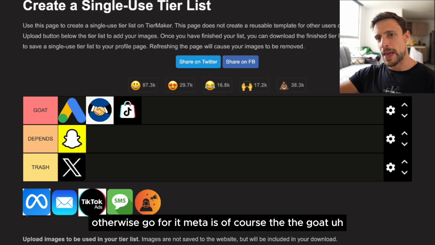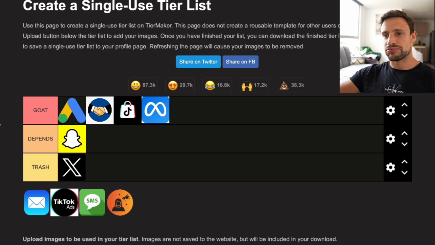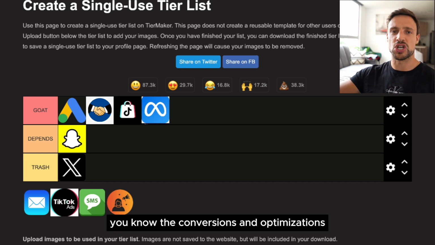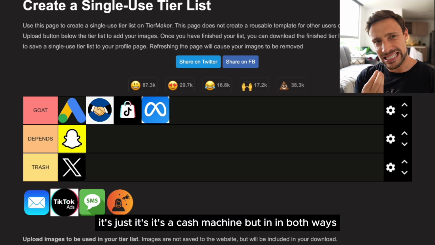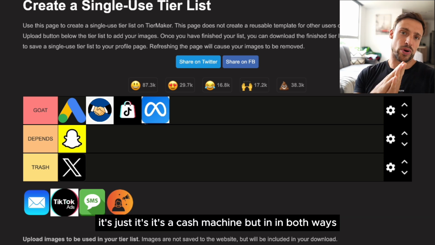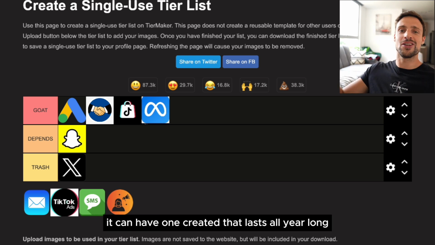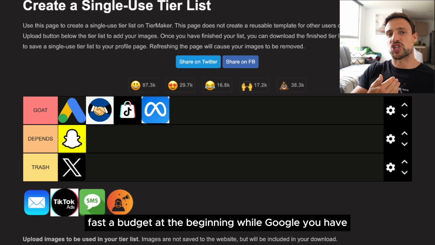Otherwise, go for it. Meta is, of course, the GOAT. Most advanced algorithm when it comes to the conversions and optimizations and the pixel and everything. It's a cash machine, but in both ways. One time it can have one creative that lasts all year long, wonderful, but on the other hand, it can burn the budget quickly fast at the beginning.